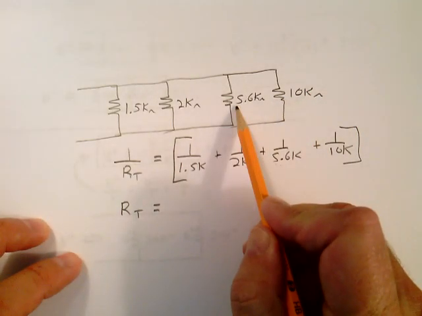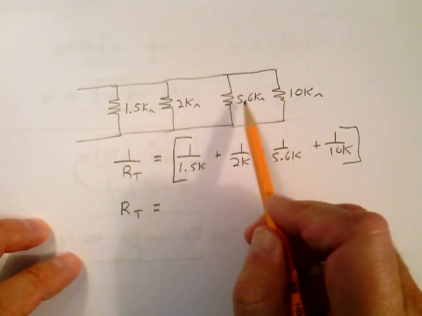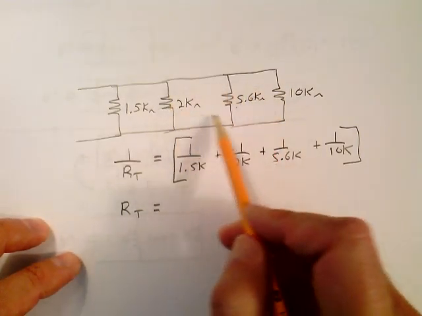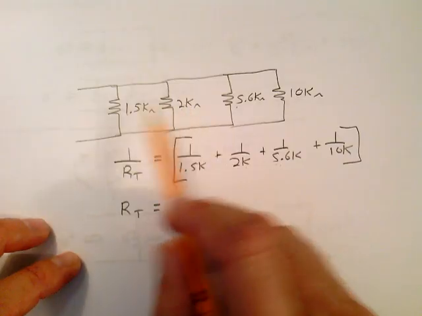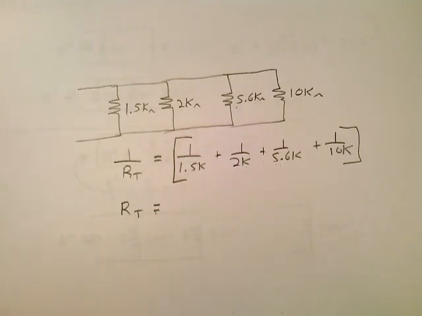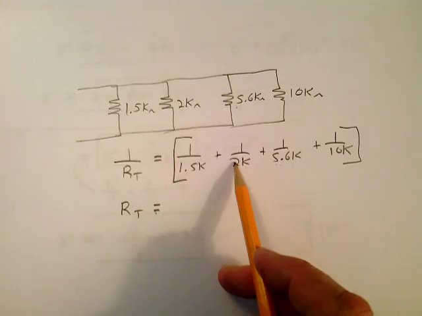You could combine these two here and get product over the sum, and then put that equivalent resistance with this one, product over the sum, and then take the equivalent resistor for these three, product over the sum. You're going to get the same answer. So I'm going to grab my calculator here real quick, and I want you to do the same thing up here.